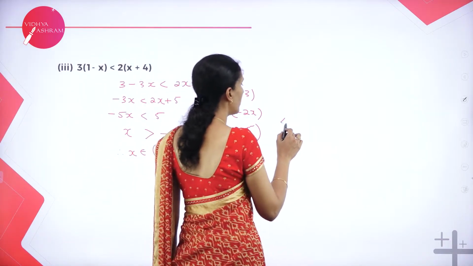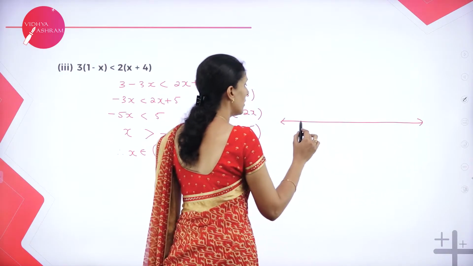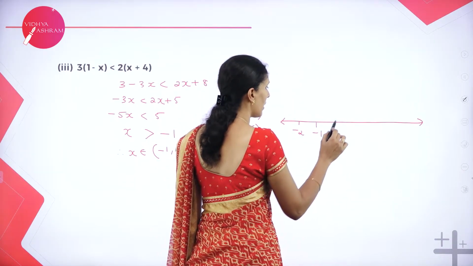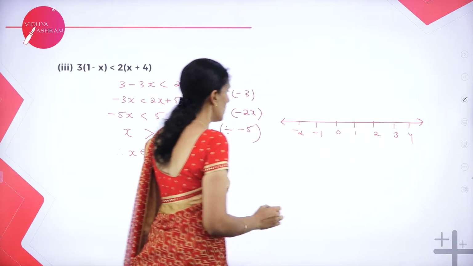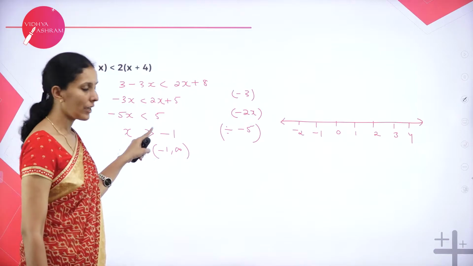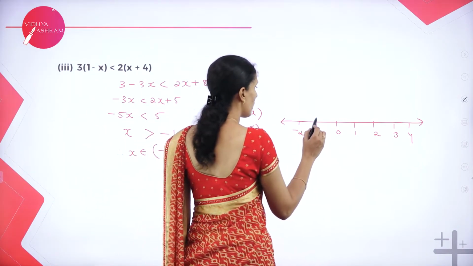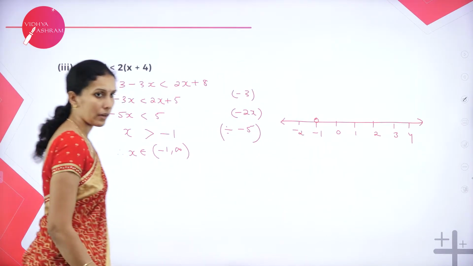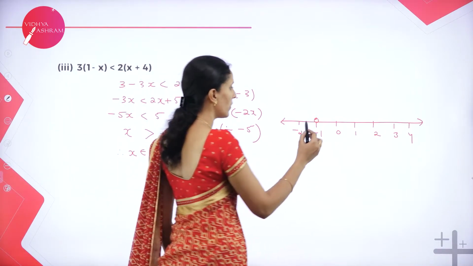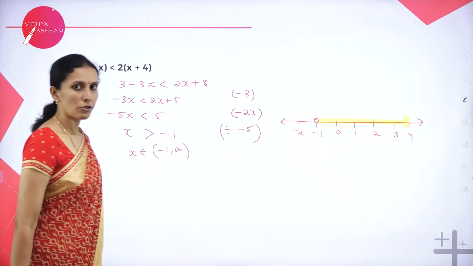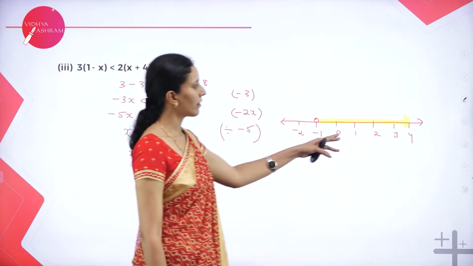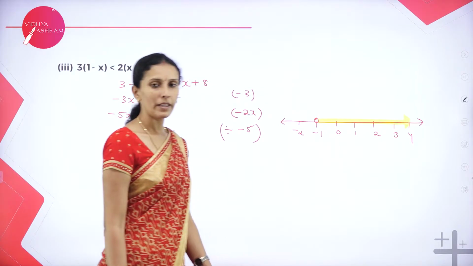So how to plot? Draw a number line. So minus 2, minus 1, 0, 1, 2, 3, 4. So it is a strict inequality. We cannot include minus 1, so you have to write an open circle there. The solution is greater than minus 1. So after minus 1, all the solution, that is all the real numbers greater than minus 1, will be the solution for this inequality.